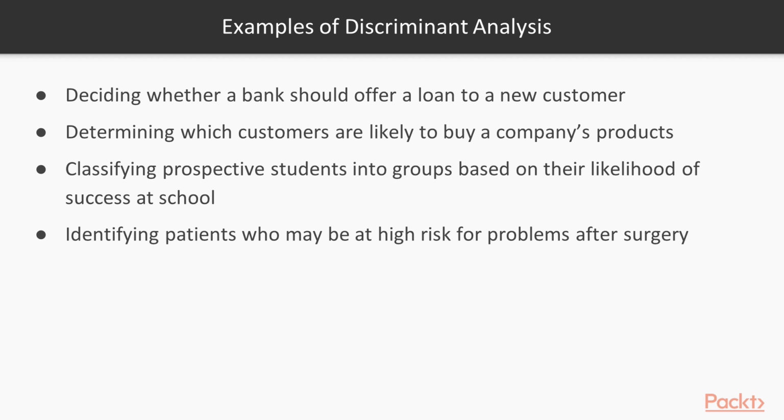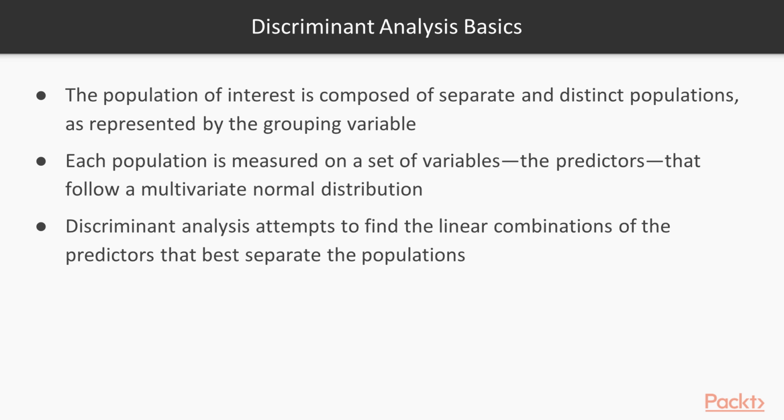In terms of examples of how to use discriminant analysis, you could use it, for example, if you're a bank and you're deciding whether the bank should offer a loan to a new customer. Or you could also use discriminant analysis to determine which customers are likely to buy a company's products. You can also use discriminant analysis when you're classifying students into groups based on their likelihood of success at a school. Or as a final example, you could use discriminant analysis to identify patients who may be at high risk for problems after surgery.